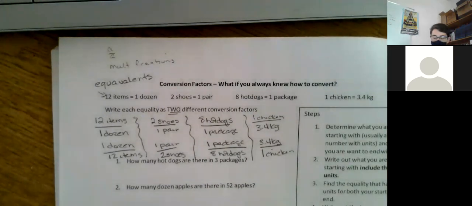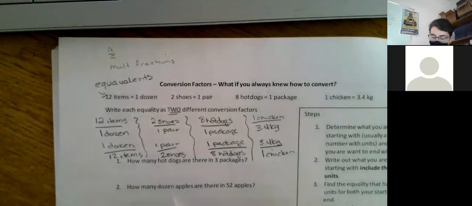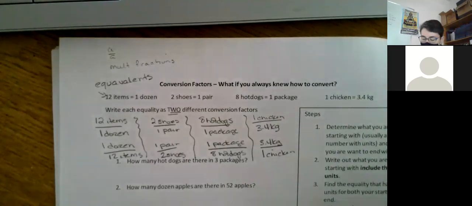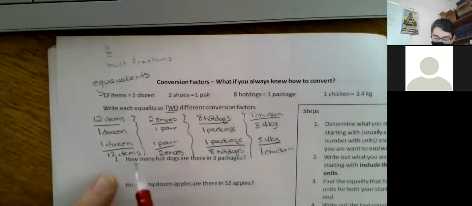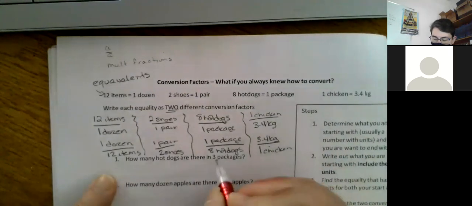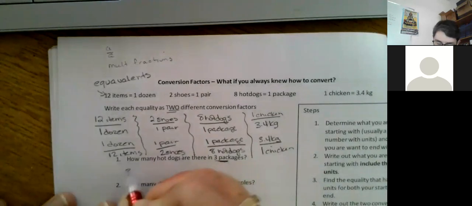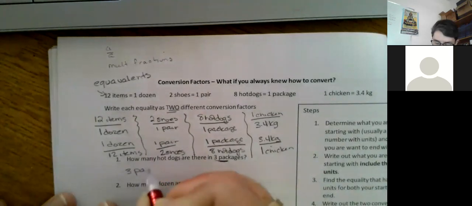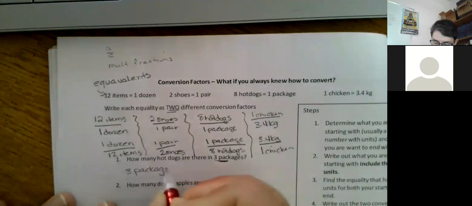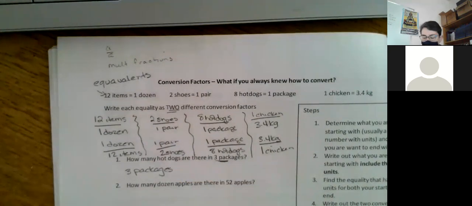All right, let's use these. So here are our steps. Determine what you're starting with, usually some units and numbers, and what you want to end up with. All right, so number one, how many hot dogs are there in 3 packages? So 3 packages is where I'm starting. That's my given. And I write that out, and you want to include the unit.